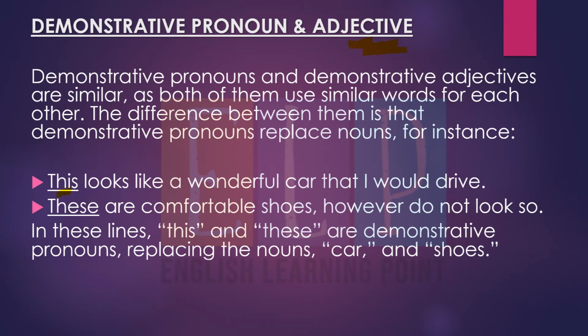Look, here this is referring to the car. So here, this looks like a wonderful car. This is referring to this car. So this is a demonstrative pronoun because it is replacing a noun. These are comfortable shoes. These here is referring to these shoes. So here these is a demonstrative pronoun. It is replacing a noun, so that is why this is called a demonstrative pronoun, right?